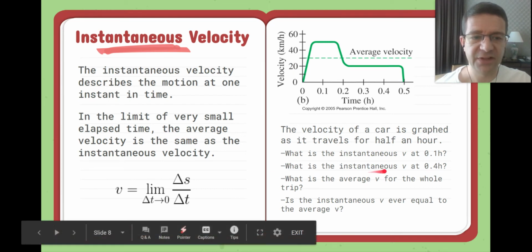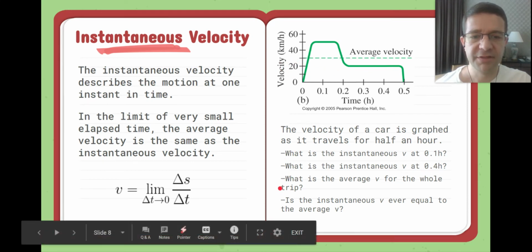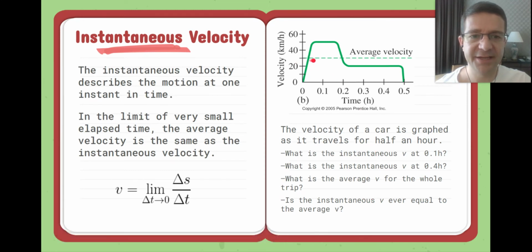The instantaneous velocity at 0.4 hours, we read off 20 kilometers per hour. The average velocity for the whole trip, well, fortunately, a line has been added in here for us, and we see that the average velocity is 30 kilometers per hour.